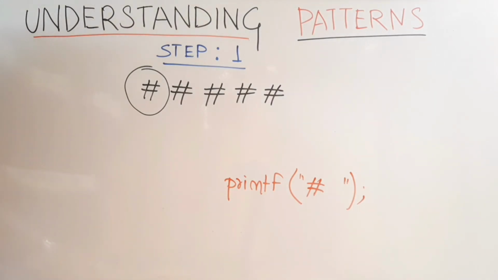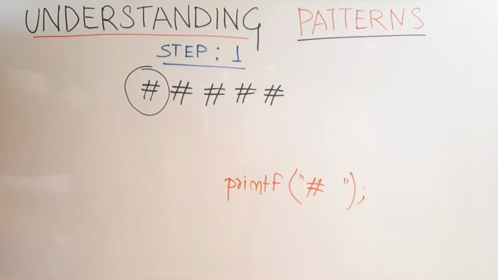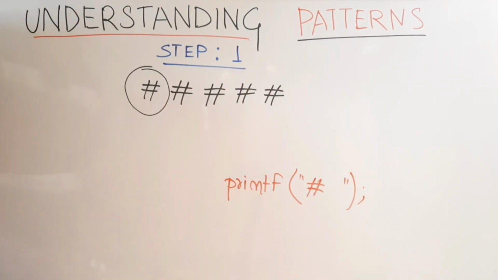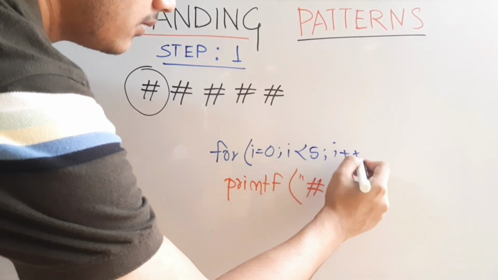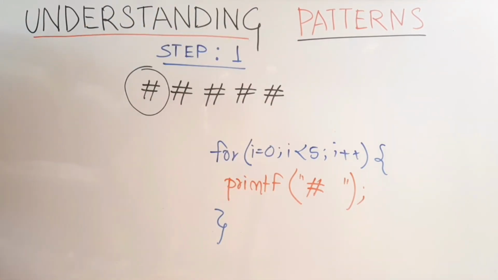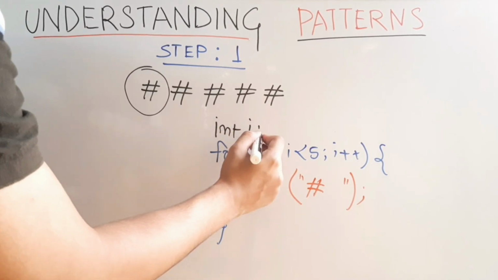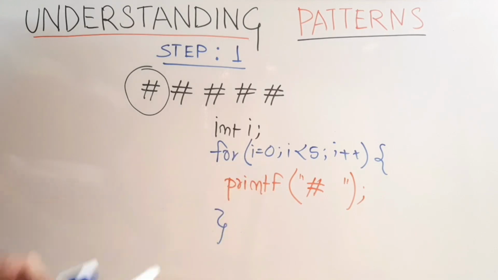What is the next most important thing in this pattern? That there are 5 hashes in all. So what we do is we run this print statement in an iteration for 5 times. Thirdly, as we have taken this external variable I, we need to declare it at first. And here our program is complete.